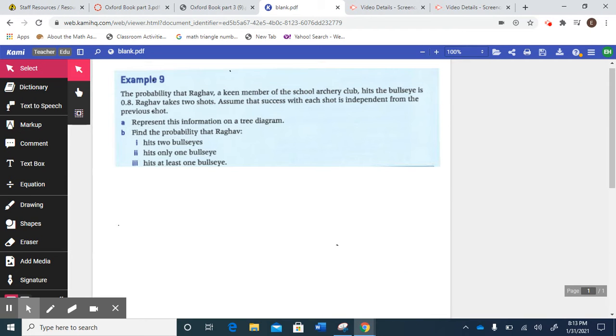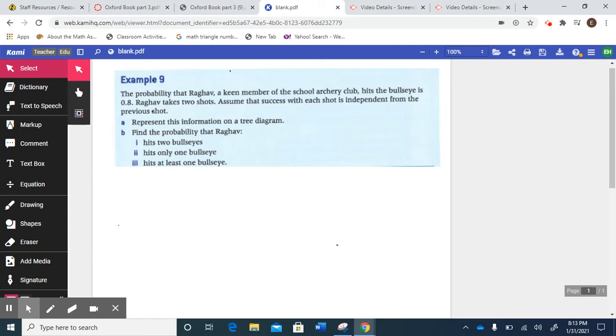We have example 9 from 8.4. In this scenario, we have a member of a school archery club hitting a bullseye, and his probability of doing that is 80%, 8 out of 10, or 0.8. And that's what they give you here. This person takes 2 shots. Assume that the success with each shot is independent from the first.